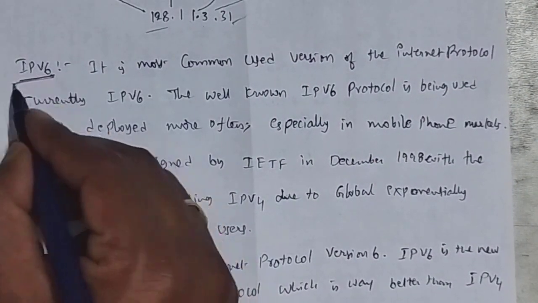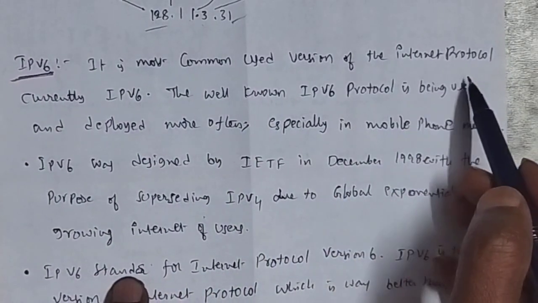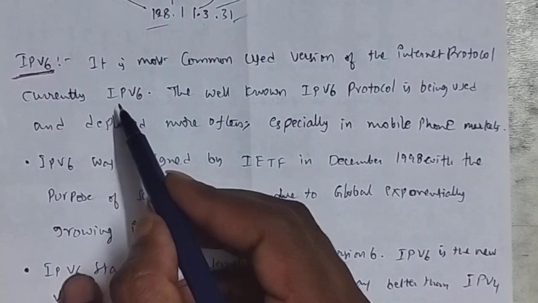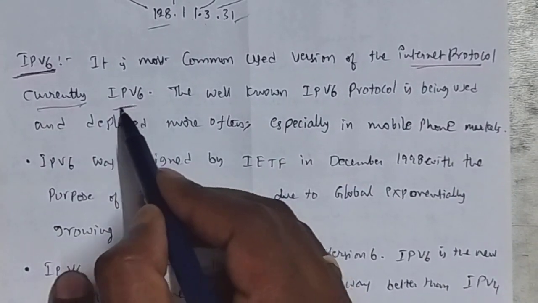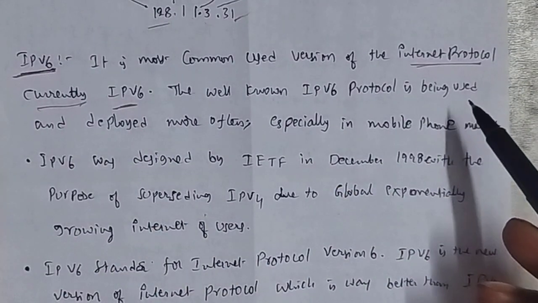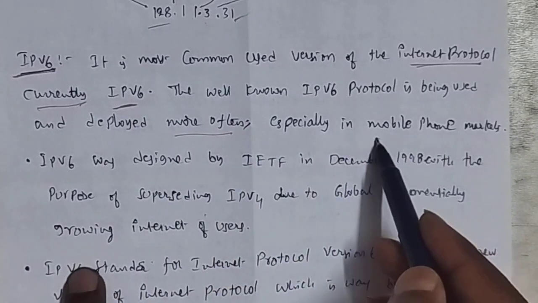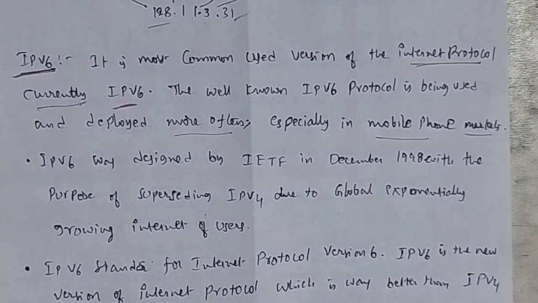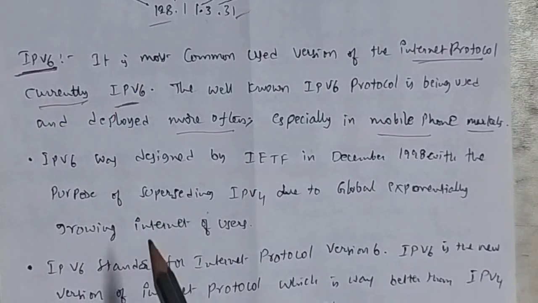IPv6 means Internet Protocol version 6. It is the most commonly used version of the Internet Protocol currently. Nowadays we are all using IPv6 addresses. The well-known IPv6 protocol is being deployed more often, especially in the mobile phone market. Nowadays in mobile technology we require IPv6 addresses only.